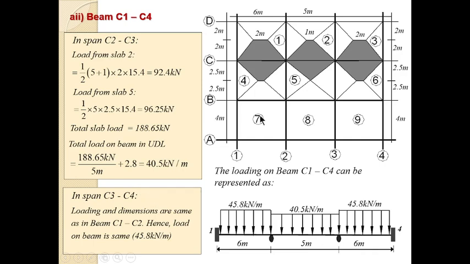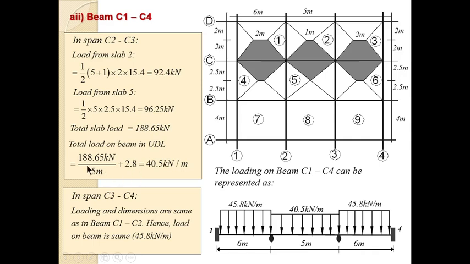So the next one, you go to span C2, C3. The same thing happens here. Half the trapezoid, half the sum of the two parallel sides. The two parallel sides are 5 meter and 1 meter. So half of that multiplied by the height, which is 2 meter, multiplied by the design load, gives you this. You do the same thing for slab 5. By the time you calculate from slab 5, you have this value. Total slab load is this plus this, which gives you this.